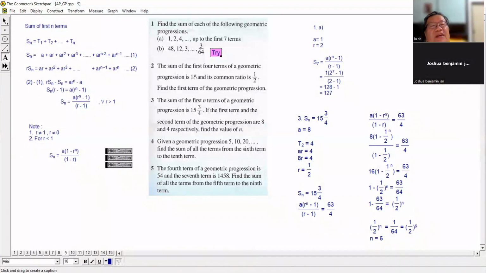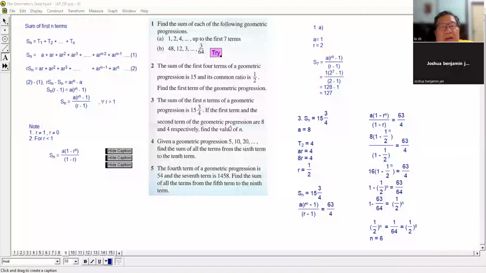This one is the same as number 2. I show you number 3. Okay, you read question number 3. The sum of the first n terms of a geometric progression is 15 3 over 4, if the first term and the second term of the geometric progression are 8 and 4 respectively. Find the value of n. So I write down Sn is 15, 3 over 4.